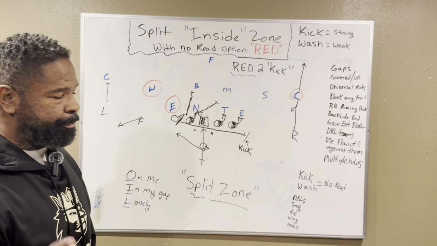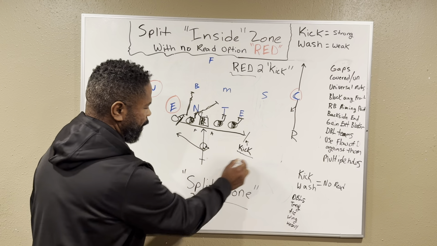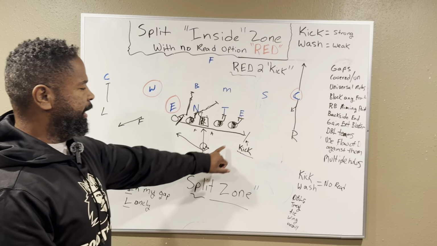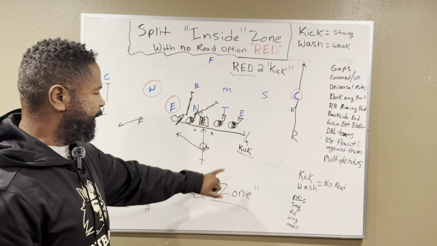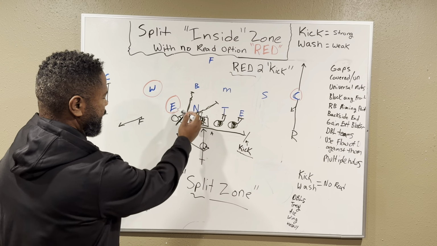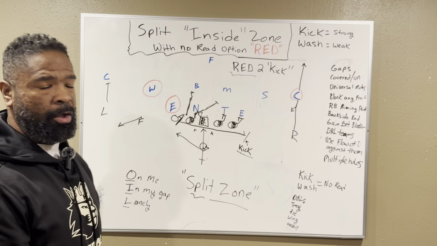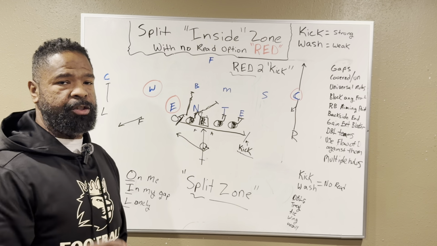Now, the split part, this is where it gets fun. The split part in our offense is called kick. So in this alignment, our tight end, who also functions like an H-back, he's going to work back across the grain, looking to kick out the backside defender, C-gap defender, or any penetration.